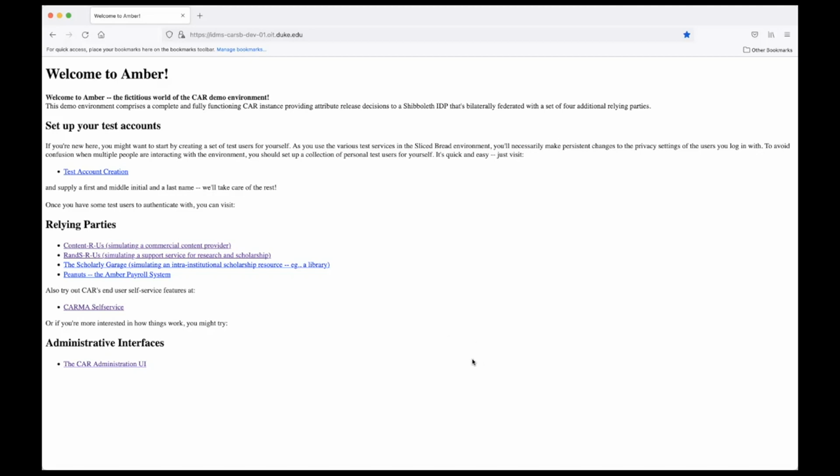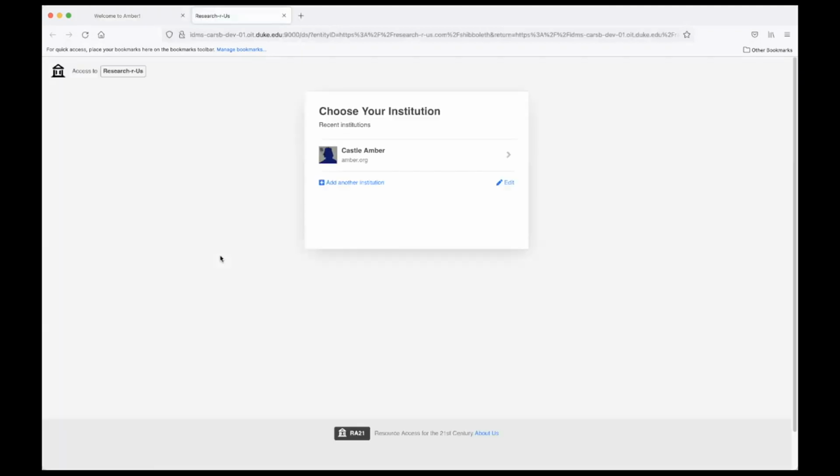The first, in different roles, the first resource I'm going to go to is a research and scholarship resource, but I'm going to go as an undergraduate. If I went as a faculty, I would not see a consent screen. I could see an informed screen, but the institutional policy for R&S sites is faculty attributes are released, undergraduates consent is required. We'll go in that role.